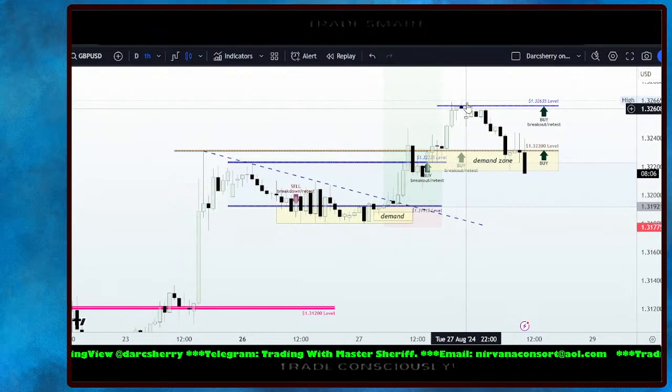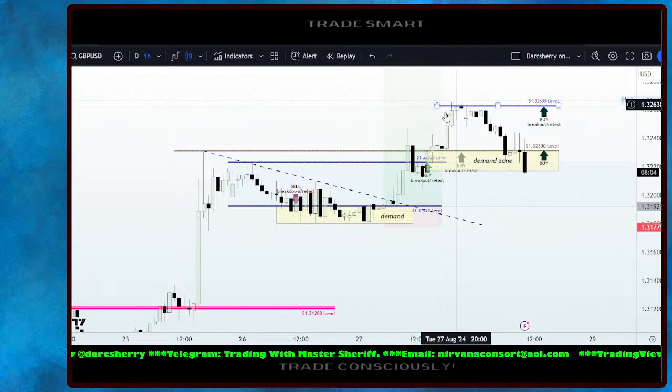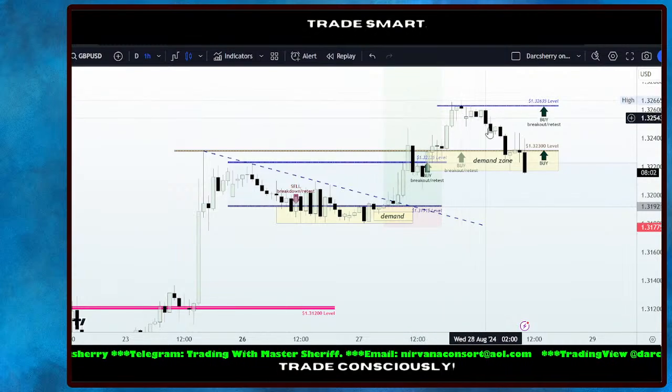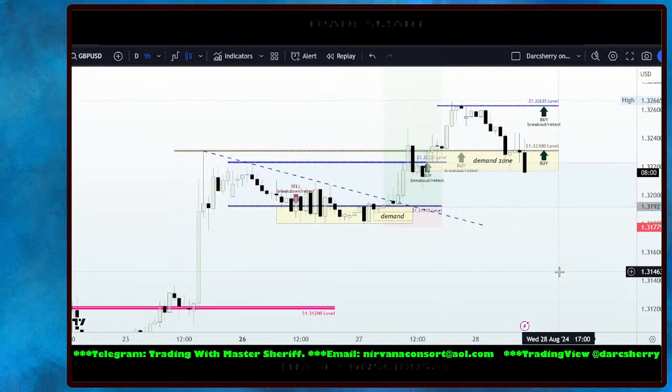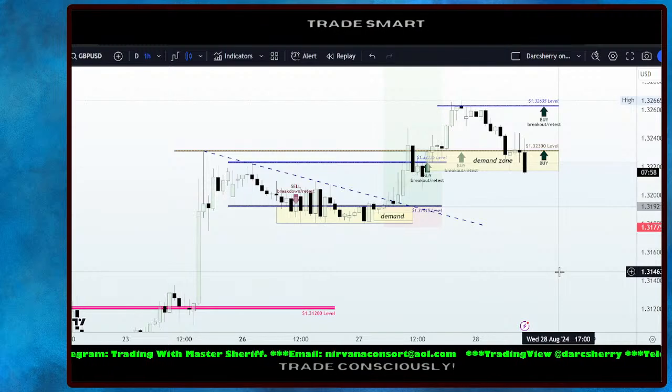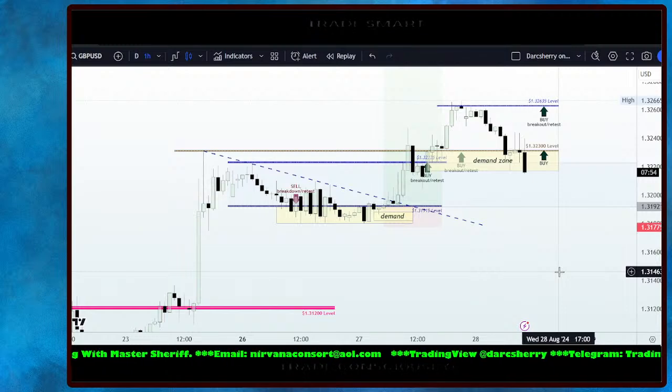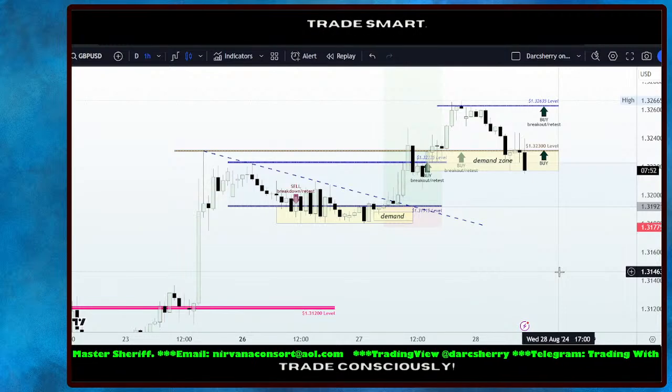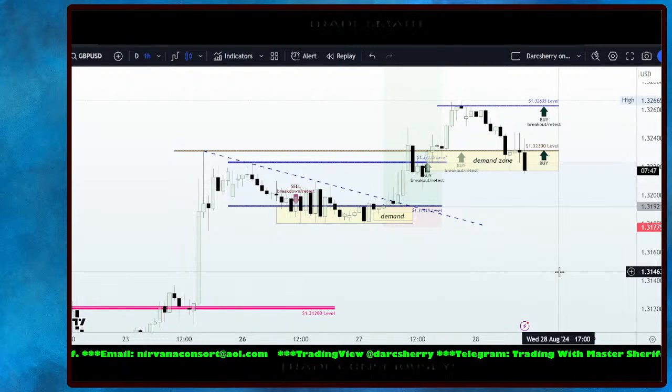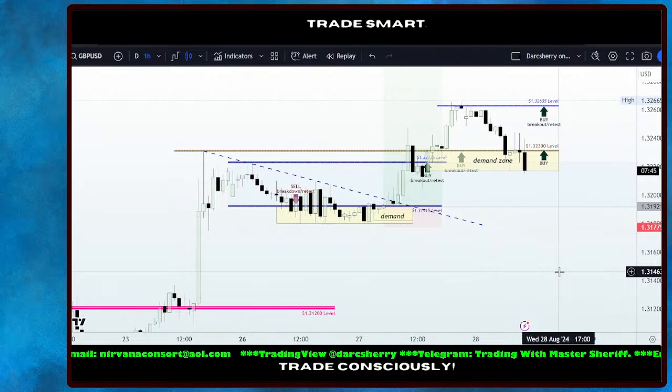Price indeed moved into the 1.32635 area before this bearish momentum came in, and I do hope you moved your stop losses accordingly, as I usually mention here that whenever price moves significantly in your favor, move your stop losses accordingly. If you have done so, you must have been taken out of that trade with a reasonable amount of profit.